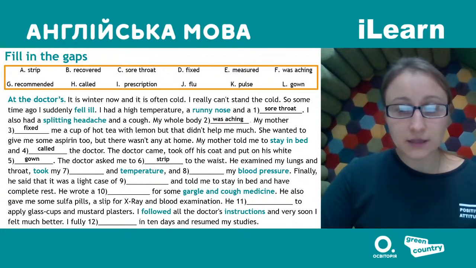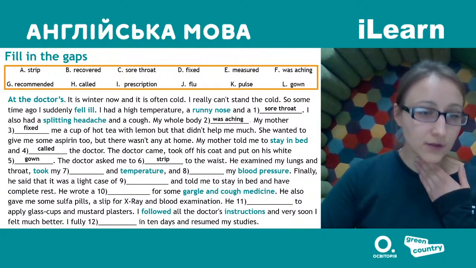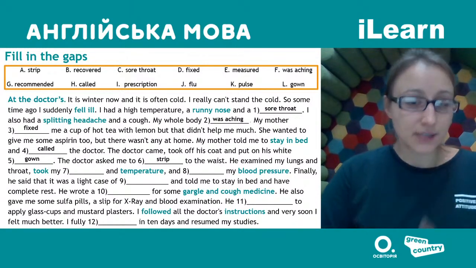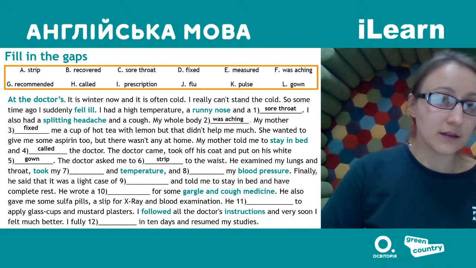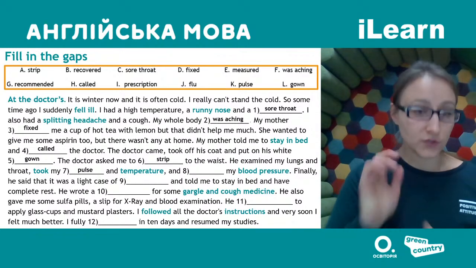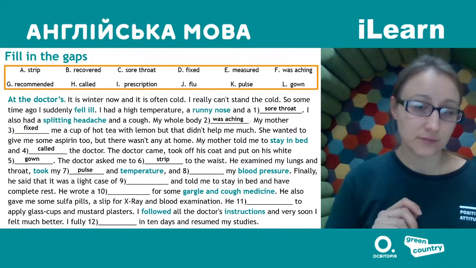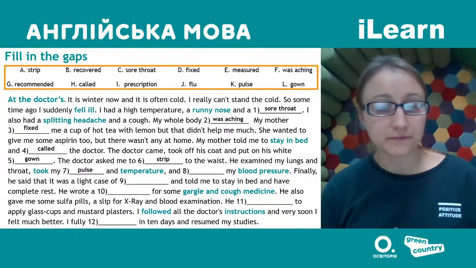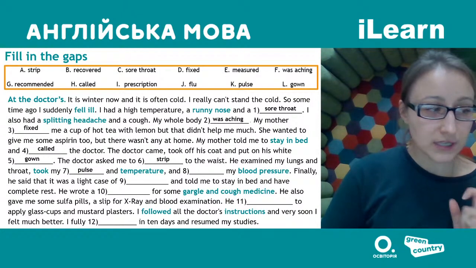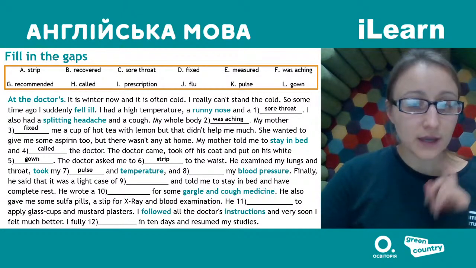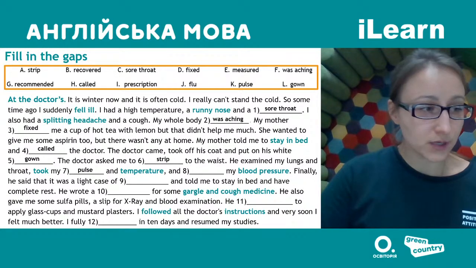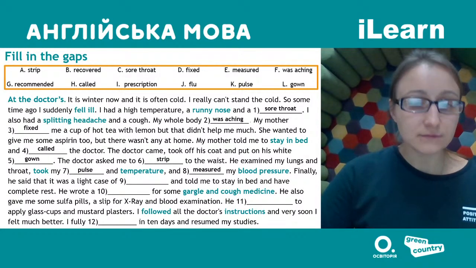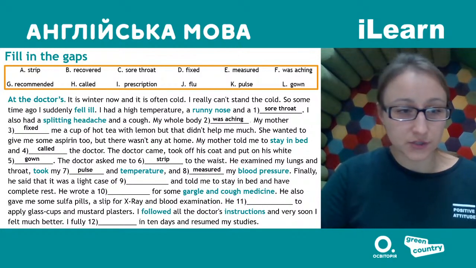He examined my lungs, легені, my throat, took my. What can we take? We can take temperature and we can take pulse. І пульс перевірити. To take pulse and temperature. And my blood pressure. А тут уже not take. Here we have a different word for blood pressure. And that is measured. Measured my blood pressure.